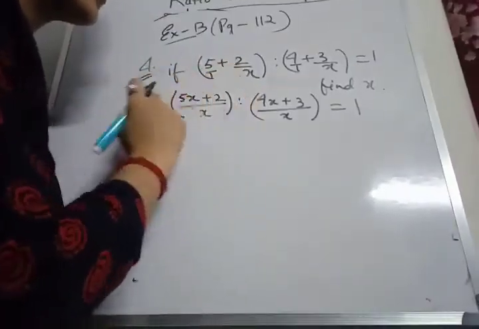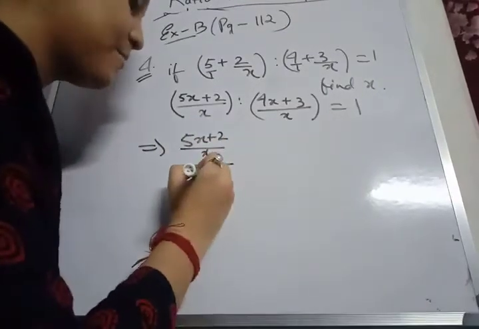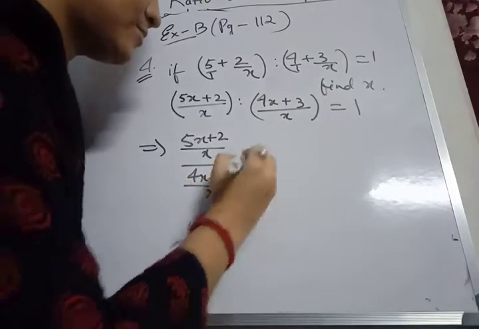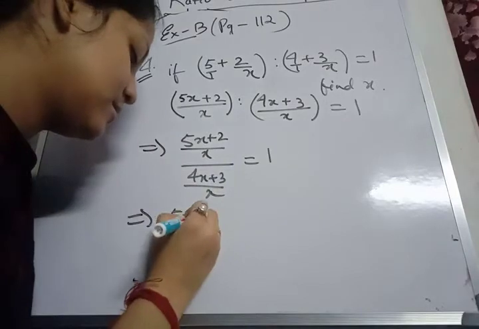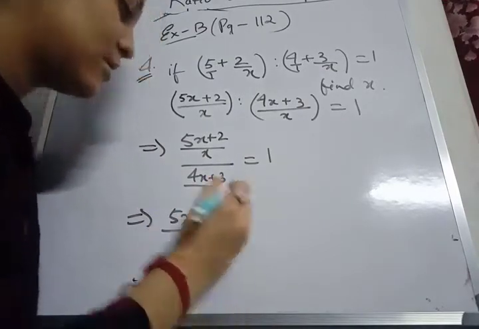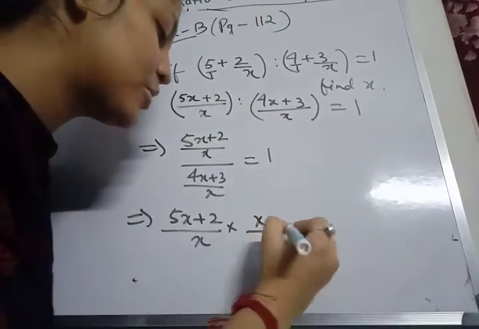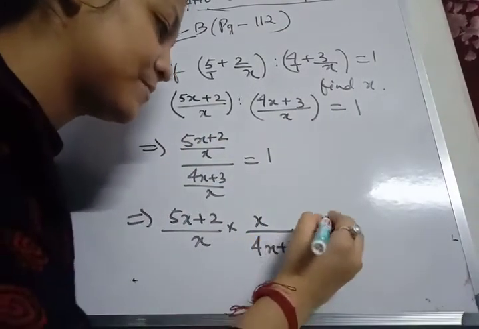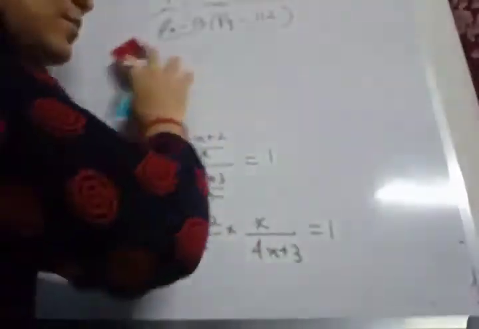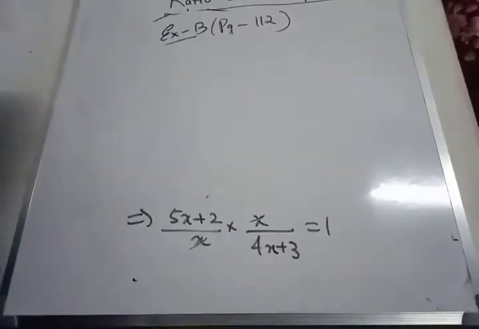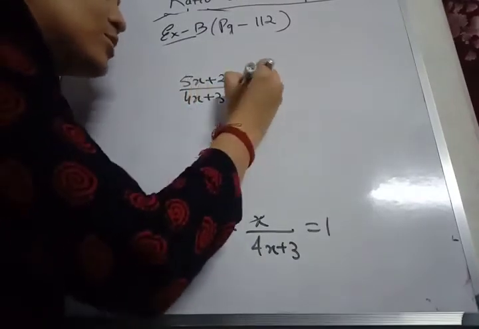Now we are going to change the ratio sign to division form. So we write 5x plus 2 by x divided by 4x plus 3 by x equals 1. Now if I change this division sign to multiplication sign, what am I going to get? This one will get reversed. If I change division to multiplication, x will come to the numerator part, 4x plus 3 will go to the denominator. x gets cancelled, and now what do we get? We get 5x plus 2 by 4x plus 3 equals 1.